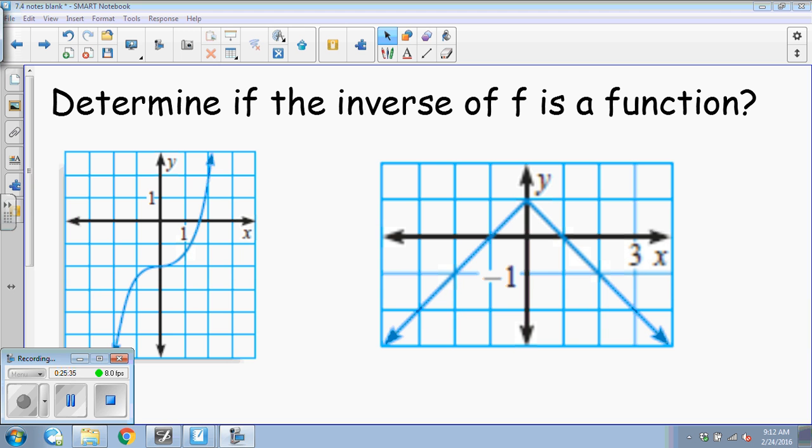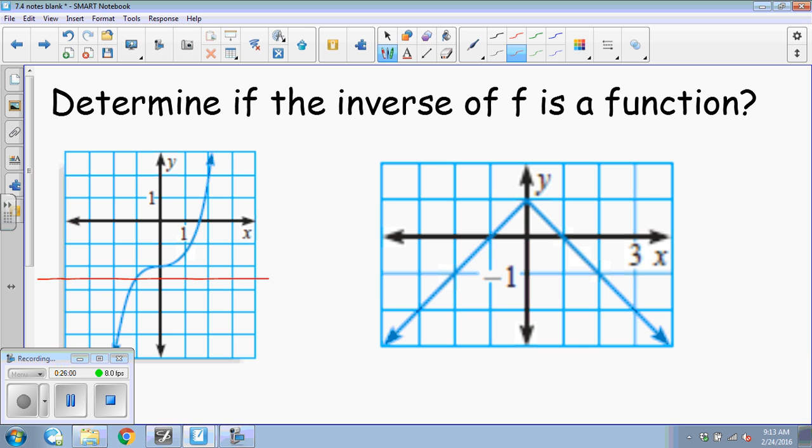Look at the instructions. What do the instructions say? Determine if the inverse of f is a function. So these are graphs of f. I don't even know what the equation looks like. All I know is the graph. What am I going to do? The horizontal line. Very good. I'm going to do a horizontal line test and see whether its inverse is a function. So when we look at the first one, does it pass? Yes. Does it still pass? Yes.